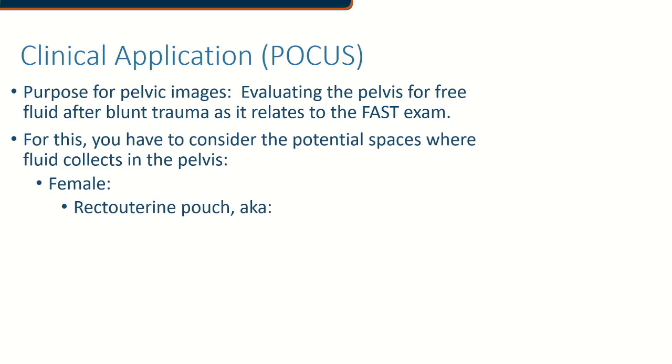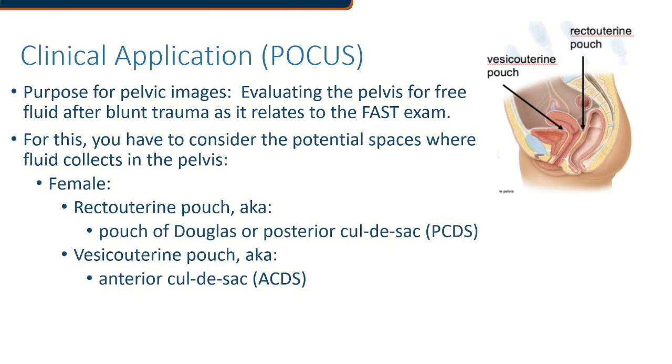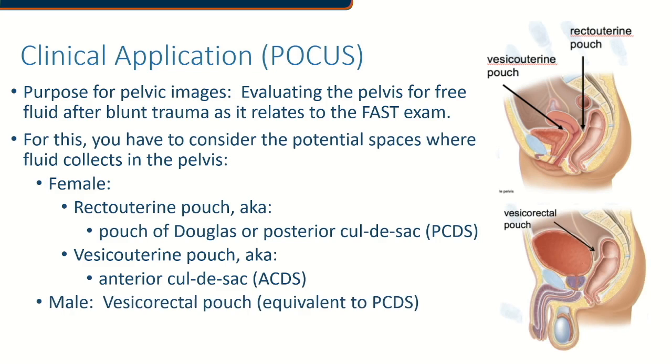So in the female, you have the rectouterine pouch. It's also known as the pouch of Douglas or posterior cul-de-sac. So in GYN circles, you'll hear it referred to as posterior cul-de-sac most often. There's also the vesicouterine pouch, also known as the anterior cul-de-sac. And that'll be that area that is between the bladder and the uterus. And it's smaller than the pouch of Douglas. For the man, we have the vesicorectal space, which is equivalent to the pouch of Douglas or posterior cul-de-sac in the female.